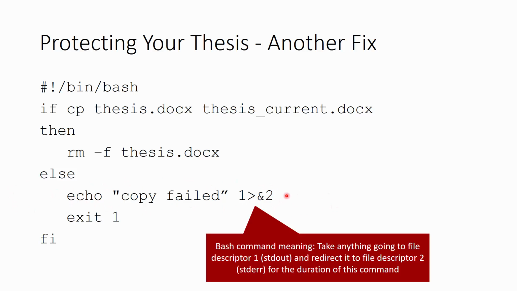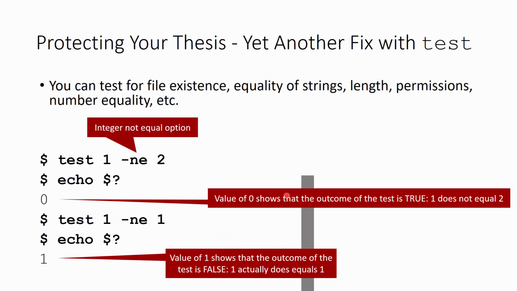You might be asking, what's standard error? Why do we care about it? Well, it's a separate output location for text to be written to, because when you invoke this script originally, you can specify that standard out goes to one place and standard error goes to another. We have some articles online that talk about this very thing. Okay, so protecting your thesis.